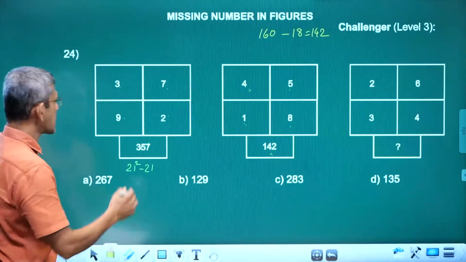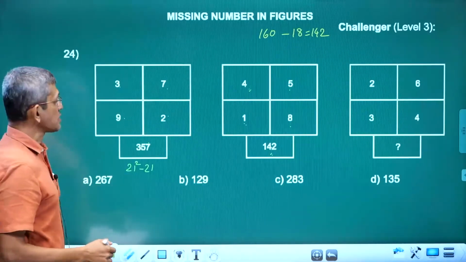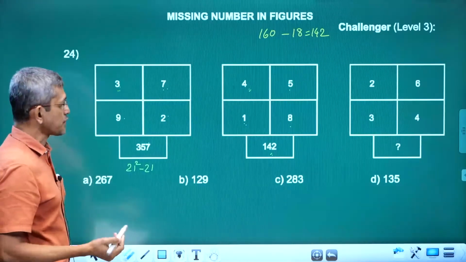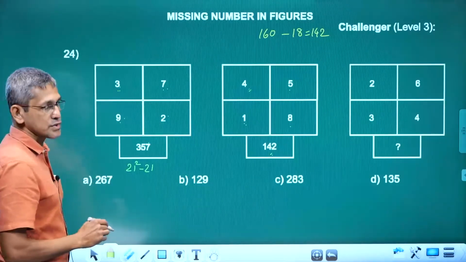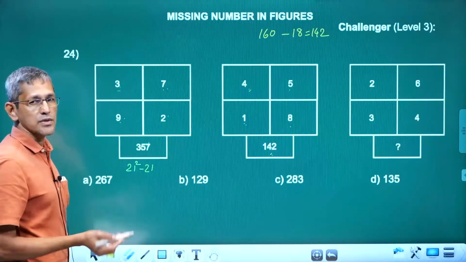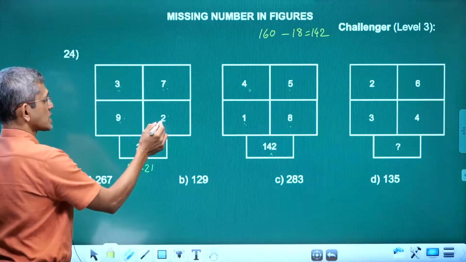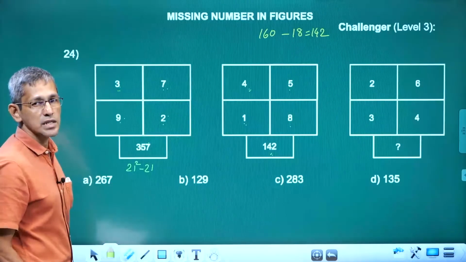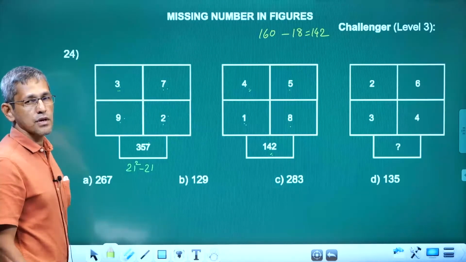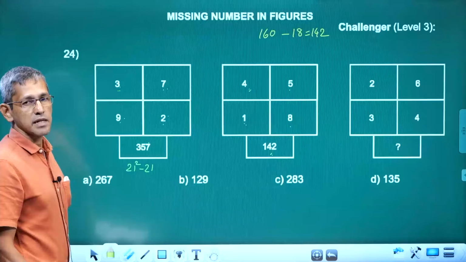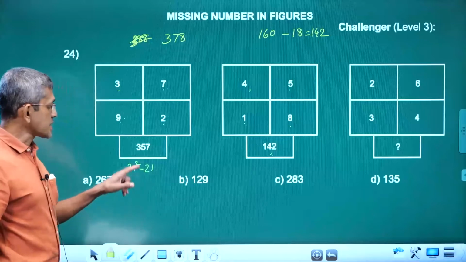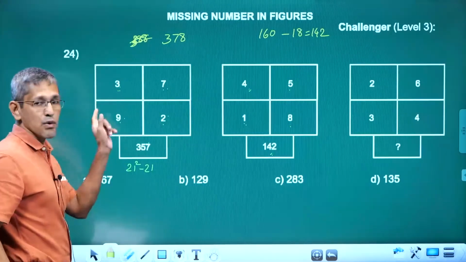Let's check it out. Let's multiply all these numbers here. When you multiply, what is it? 3 into 7, 21. 21 into 9, how much is that? Well, 20 into 9, 180. 1 into 9, 9. So 189. 189 into 2. So it is pretty much 190 into 2 minus 2, right? 380 minus 2, 378. Not 388, 378.